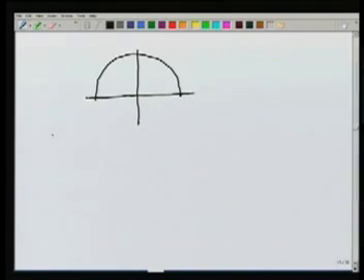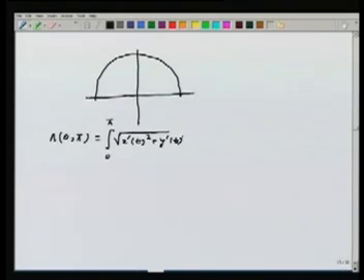By my formula, then lambda(0,pi) is integral 0 to pi square root of x prime t square plus y prime t square dt. For me, x(t) is a cos t and y(t) equals a sin t.